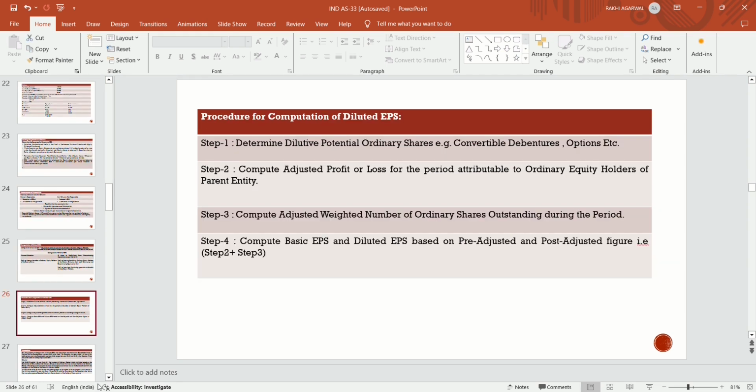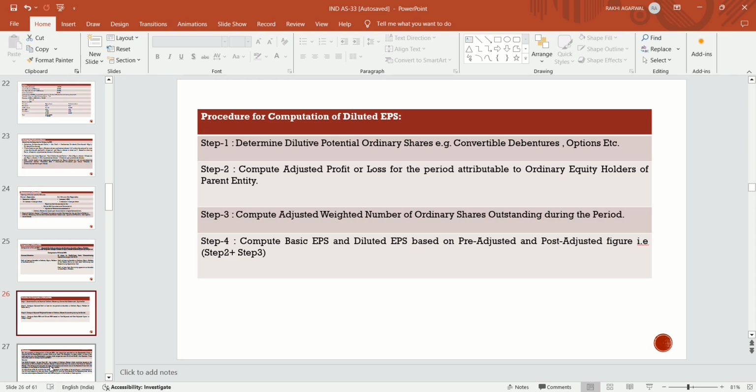Procedure for computation of diluted EPS. What are the procedures? Determine dilutive potential ordinary shares. Firstly, you will determine the dilutive potential ordinary shares which have a potential to convert into equity, that is the convertible debentures, options, etc. Then compute the adjusted profit or loss for the period attributable to ordinary equity holders of the parent entity, compute the adjusted weighted average number of equity shares outstanding during the period, then compute basic EPS and diluted EPS based on pre-adjusted and post-adjusted figures. In this way we will calculate.